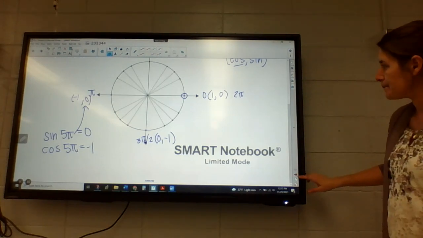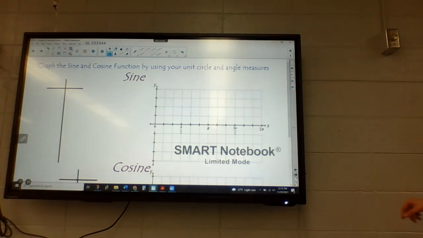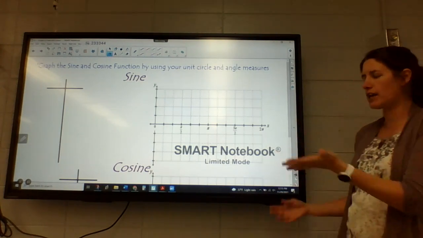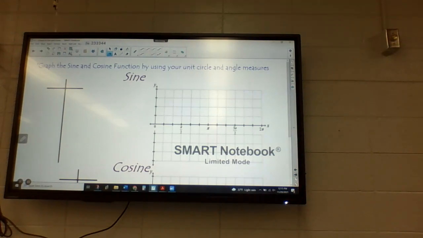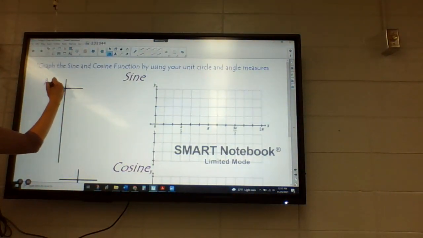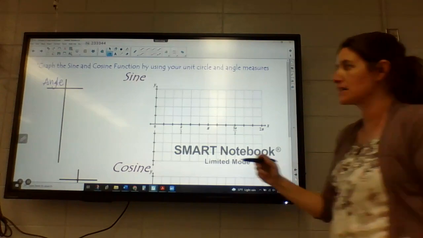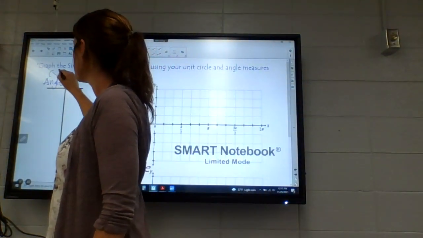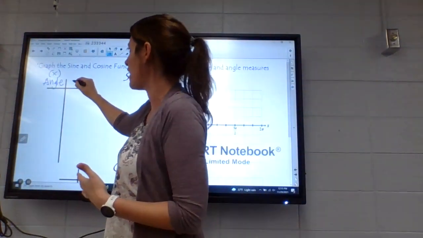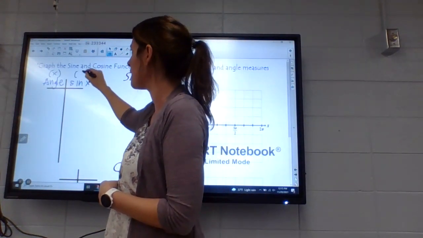So this first chart says graph the sine and cosine functions by using your unit circle and your angle measures. Now, I don't want you to just start and try to tackle this without any instruction. What we're going to do is write the angle here, and that's going to be our x value. And then we're going to write the sine or the cosine of that, so the sine of x over here. That'll be our y.